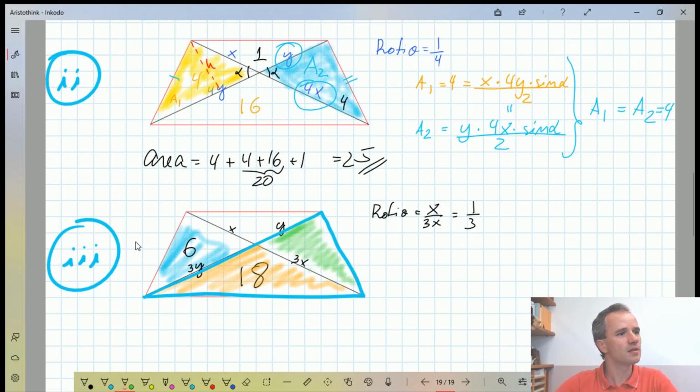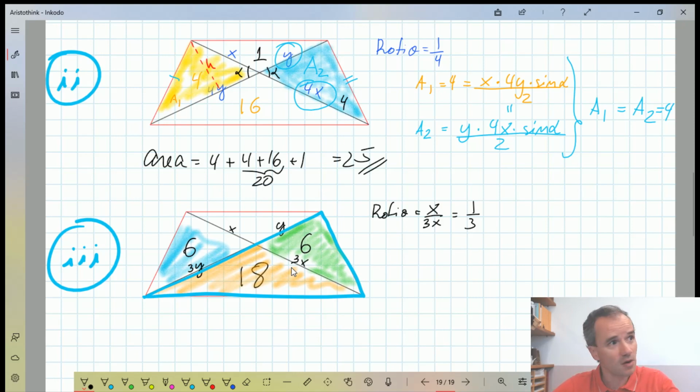Now look at the green triangle. Look at the green triangle and the orange one. Well, look at their bases. This base is 3y. This base is y. So if this is 18, again, this should be 1/3 of that, right? If the base is 1/3 of that, that area is 1/3 of that. So this is also 6. Again, they are always going to be the same, okay?